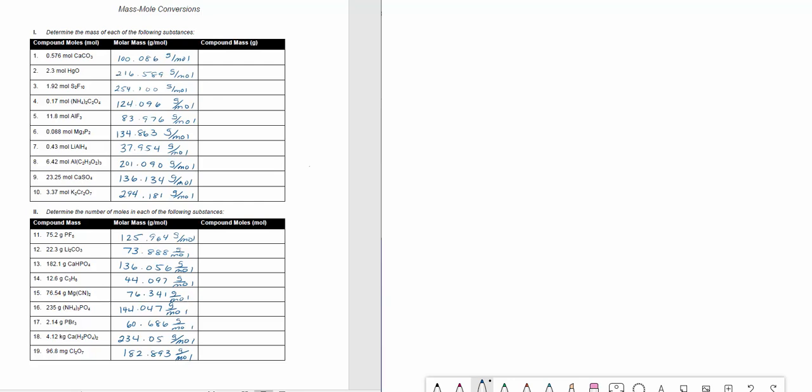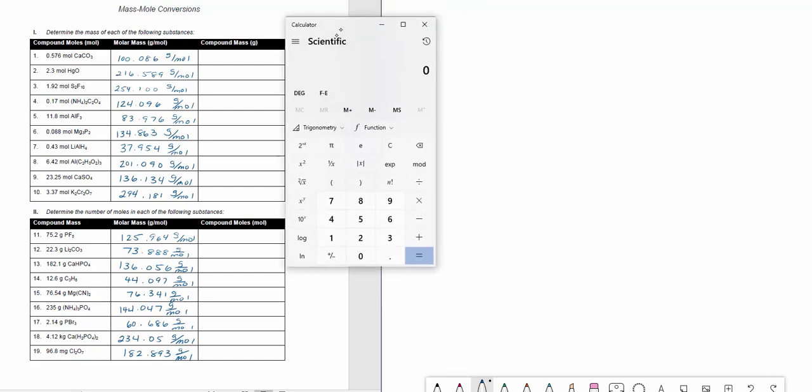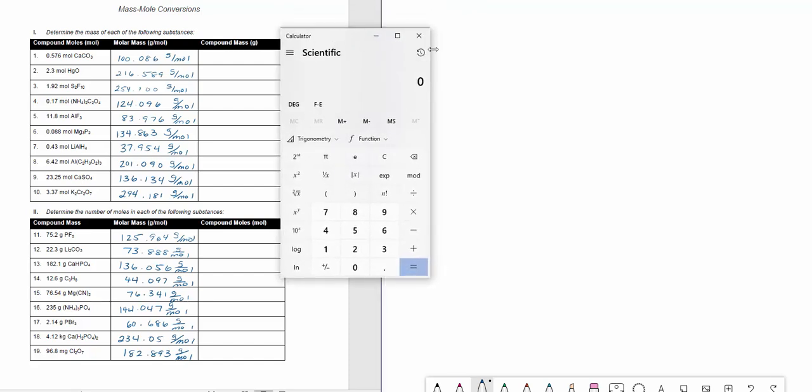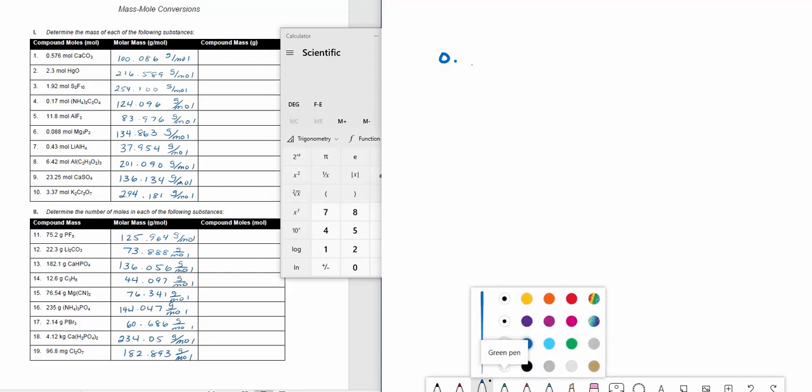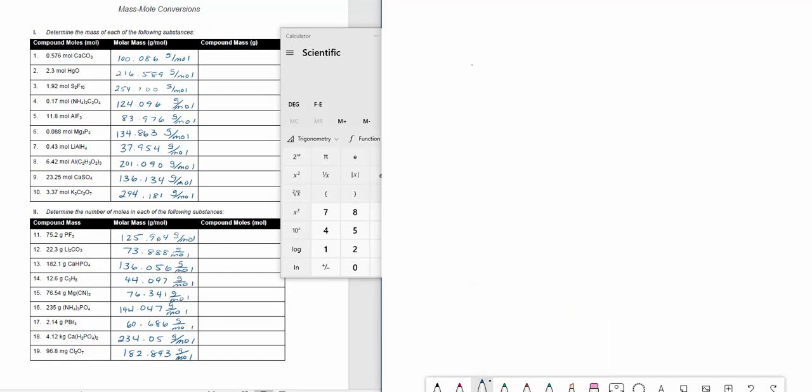To determine the mass of each of these samples of substances, I've gone through and calculated the molar masses already. I think we've done enough with the previous page showing how that's done. But in order to calculate the mass, we need to use that molar mass as an equivalency expression. So we do that by using what we're given.